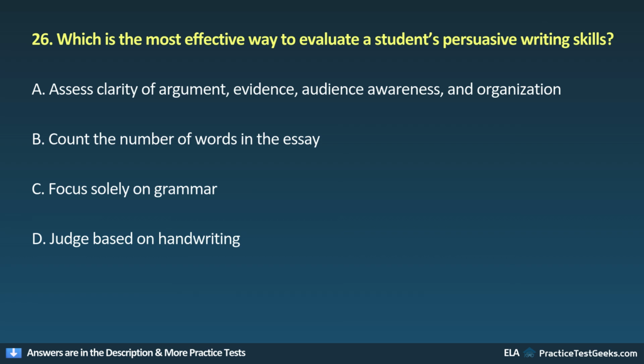26. Which is the most effective way to evaluate a student's persuasive writing skills? A. Assess clarity of argument, evidence, audience awareness, and organization. B. Count the number of words in the essay. C. Focus solely on grammar. D. Judge based on handwriting.